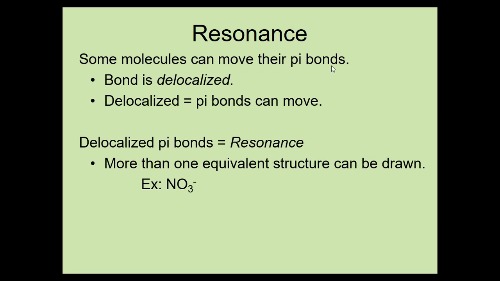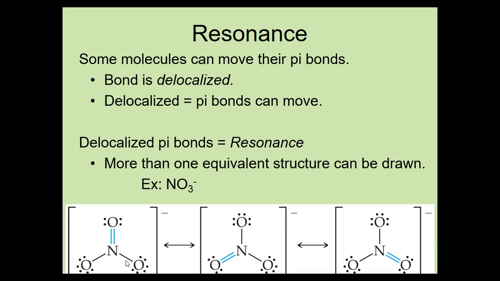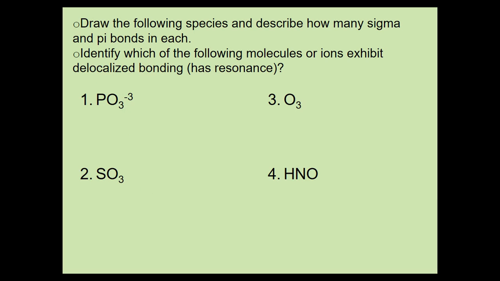For resonance, this just means can the pi bond be moved? It means it's delocalized. If the answer is yes, then I have resonance. So another way you could say this is it has more than one equivalent structure. So for example, for NO3, the double bond could be on this O, or it could be on this O, or it could be on this O. All of these are the exact same drawing, okay? But you can put the pi bond on any of these other oxygens. So this structure has resonance.